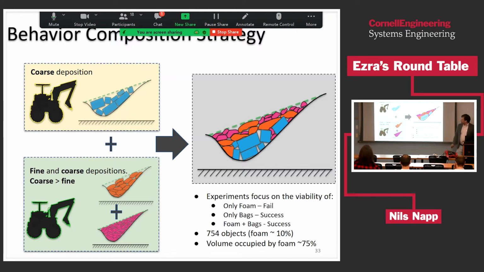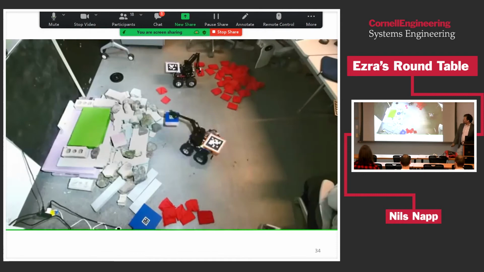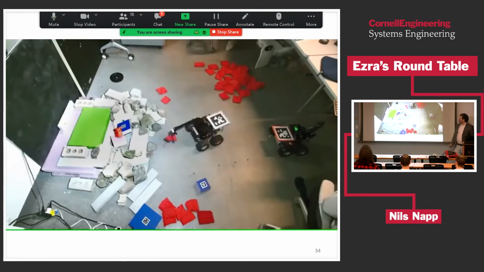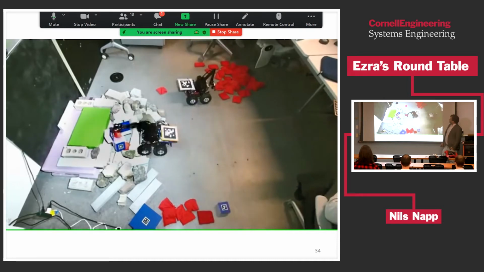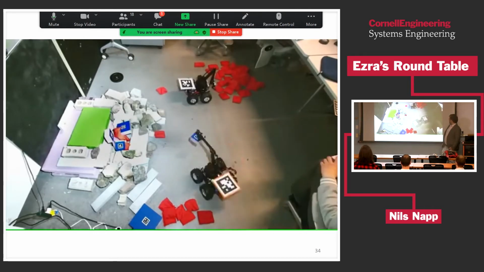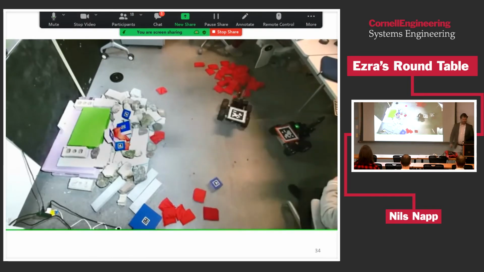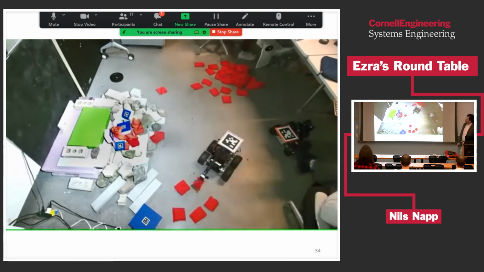Is it still buffering? Okay, so this is a video of the two robots working. I'm not going to show this in its entirety, just in the interest of time.